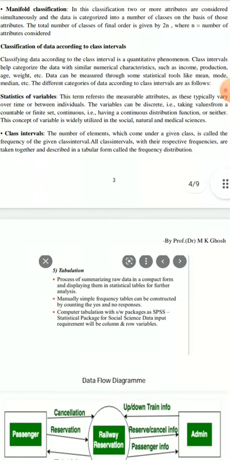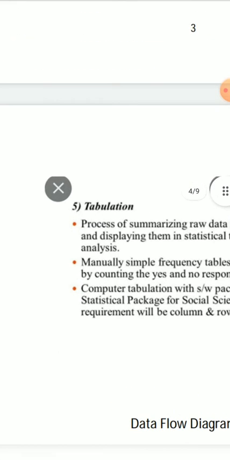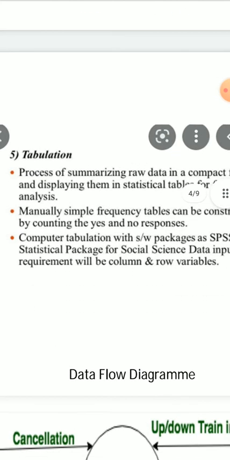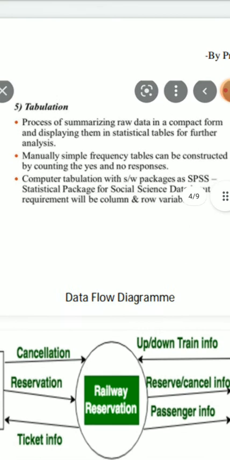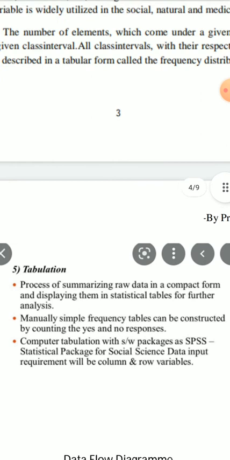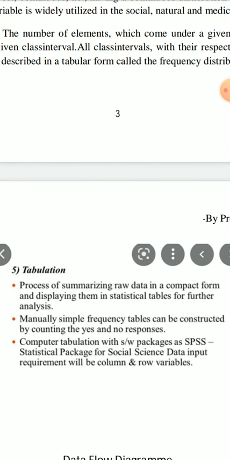So, come to the next point. How will you tabulate the data? After classification, how will you tabulate the data? For tabulation of data, you can consider exclusive data. Suppose you take the exclusive data like 0 to 5, 6 to 10.